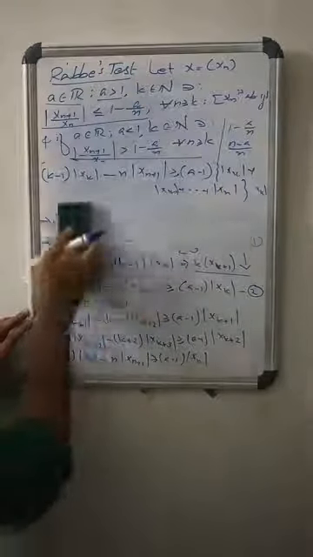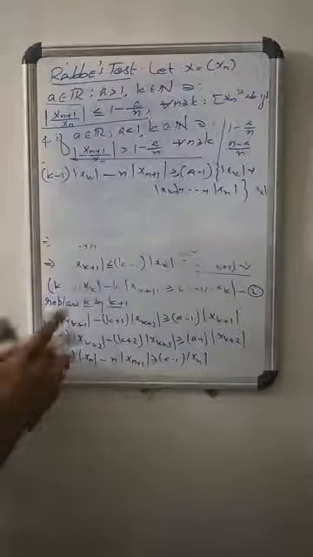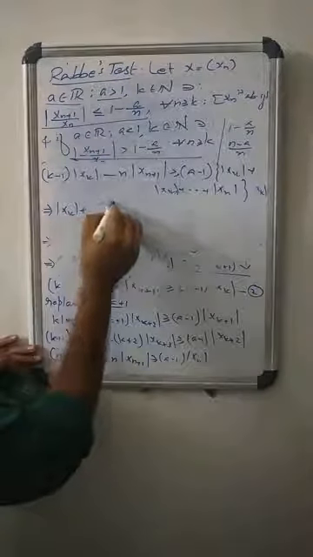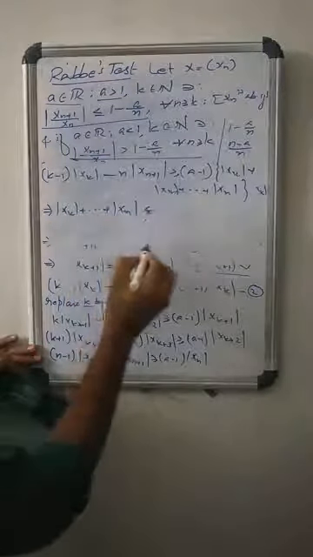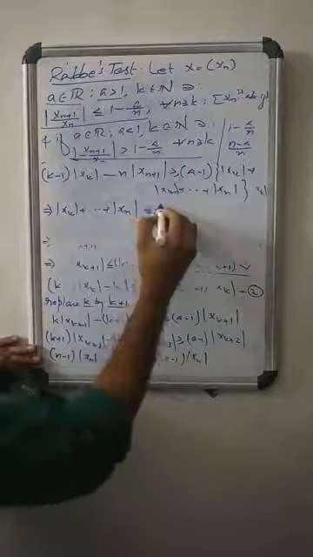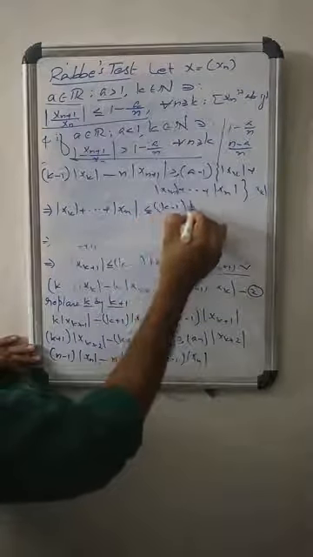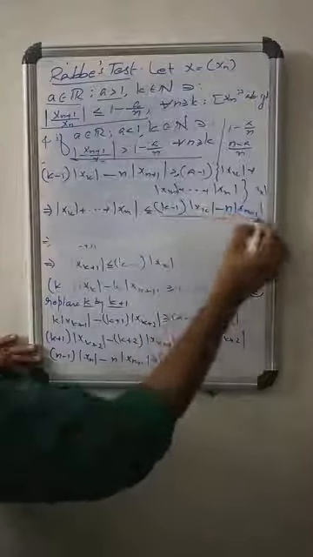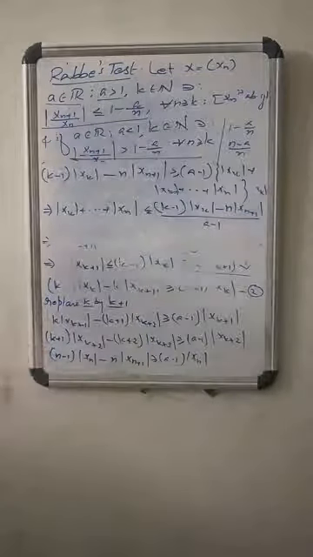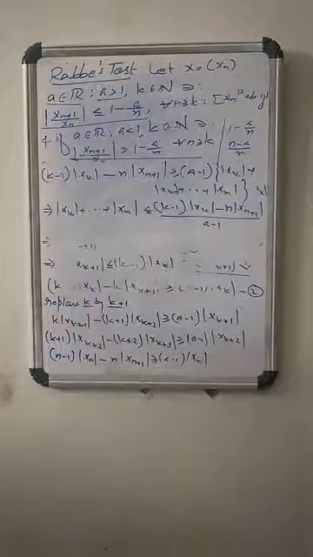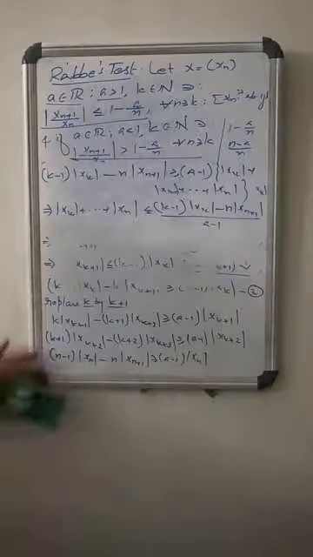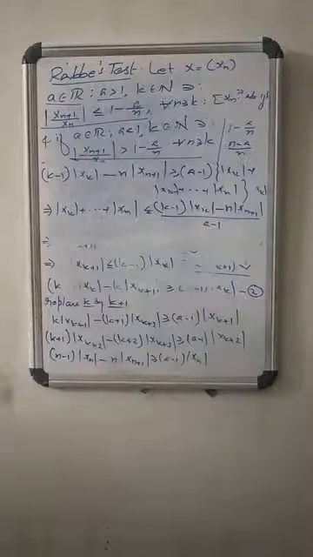That means here modulus of xk plus etc. plus modulus of xn is less than or equals this one, k minus 1 into modulus of xk minus n into modulus of xn plus 1, divided by a minus 1. So this is the sequence of partial sums. Modulus of xk plus etc. plus xn means the sequence of partial sums Sn.